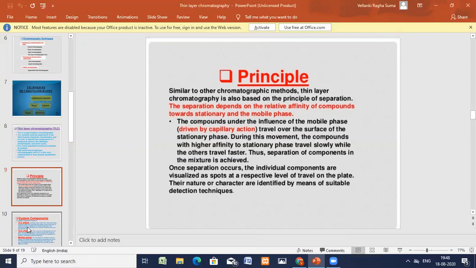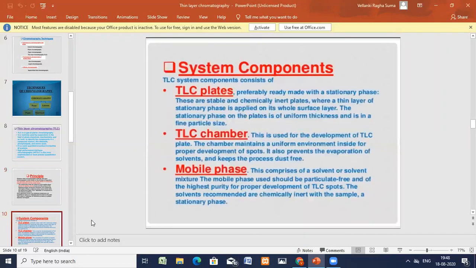Now we'll see the system components. You are having 3 components. As I've told you in the advantages, sensitivity is very high. Here the system sensitivity is very high. You'll be having well-defined spots formed, a 100-fold increase in the sensitivity you can see. And preparation is also possible with thick layers. The stationary phase is chemically inert. So many advantages you are having for thin layer chromatography.